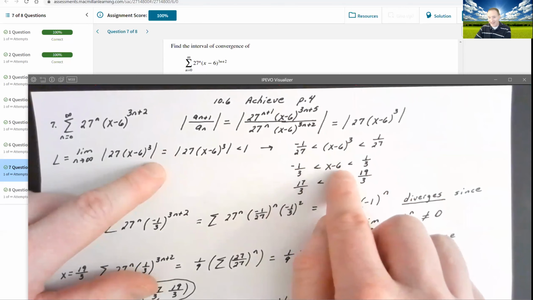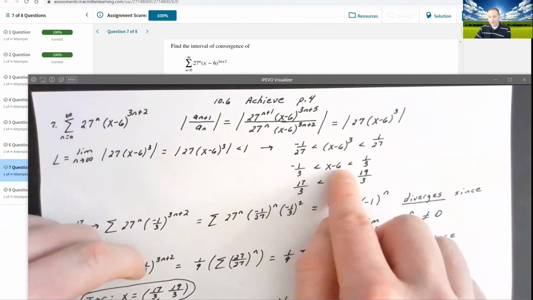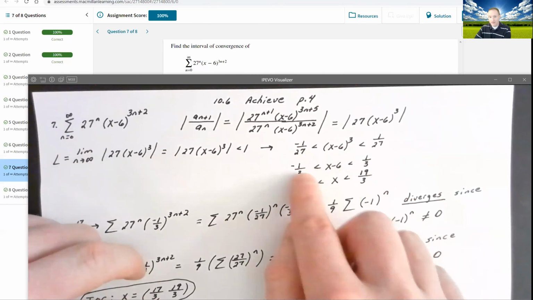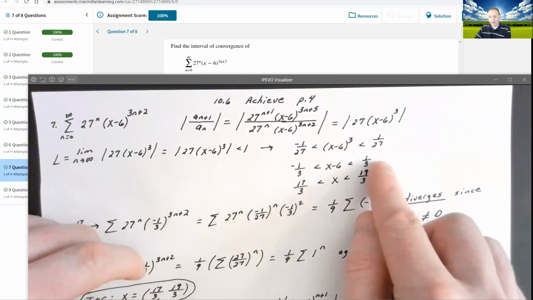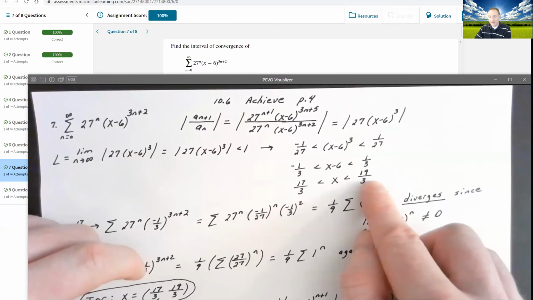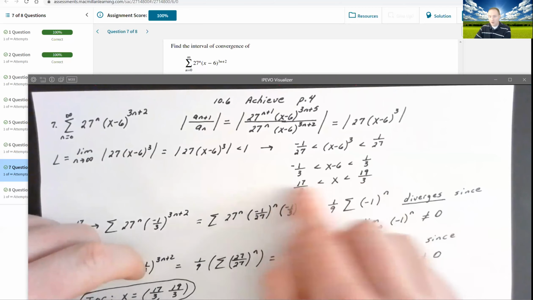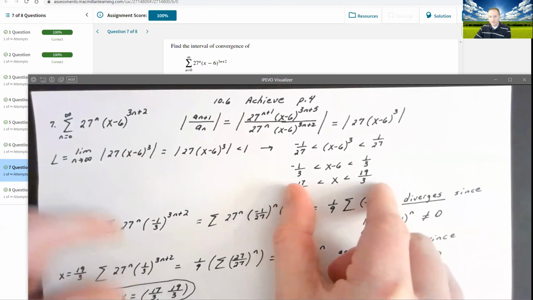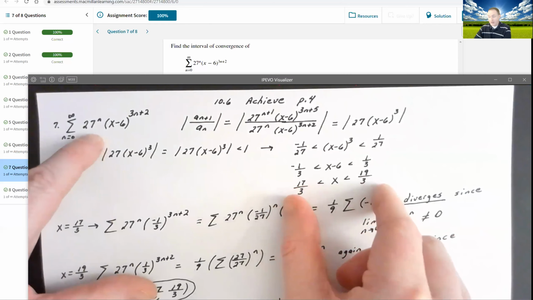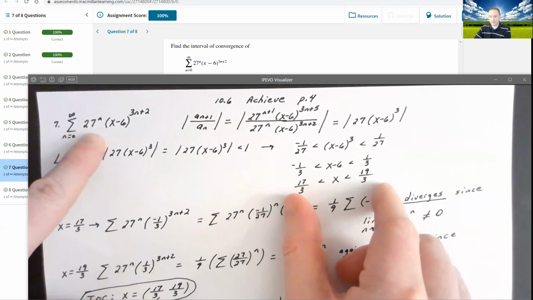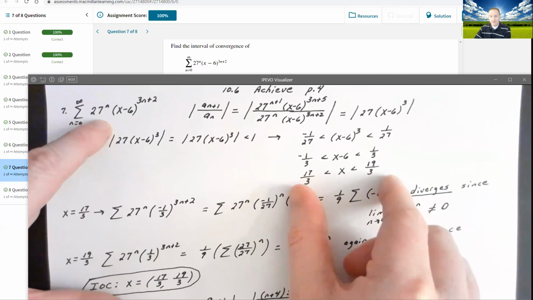Now, I had to add 6, so I just thought of it in my head as adding 18 over 3. Add 18 over 3 here, you get 17 over 3. Add 18 over 3 here, you get 19 over 3. So I am 100% sure this series is going to converge as long as x is between 17/3 and 19/3. But I don't know what happens at the endpoints because the ratio test doesn't tell us that.